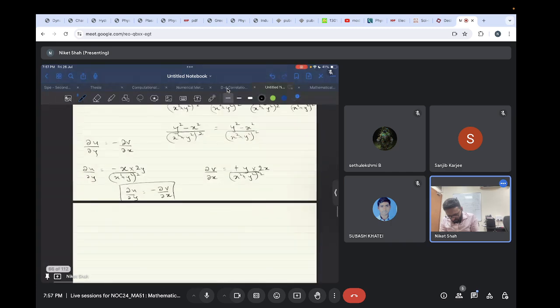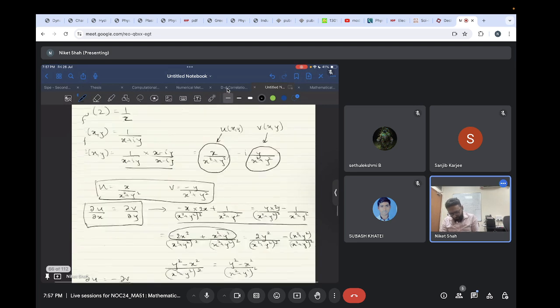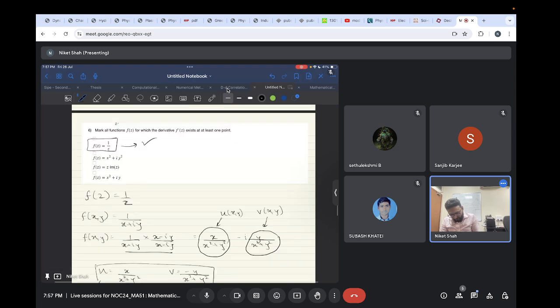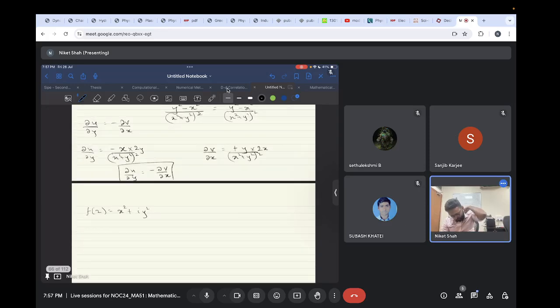Okay, let's see the second one. f of z is equal to x square plus i into y square. This is my f of z. So here also we can use those conditions, but we can use the Cauchy-Riemann conditions to do this as well. But let's try a more first principle method.